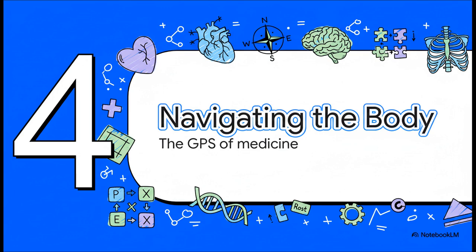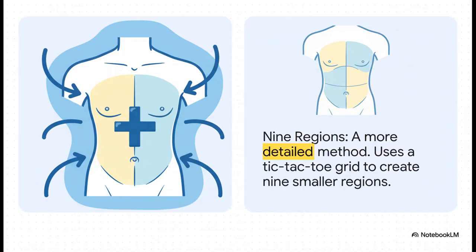Okay, so knowing the word parts is huge, but you also have to be able to say where in the body something is happening. So think of this next part as the GPS of medical terminology. It's all about location, location, location. So for the abdomen, you'll see two main systems. There's a super detailed 9-region grid like a tic-tac-toe board, but honestly, for your exam, you're almost certainly going to need to know the 4-quadrant method. It's way more common. Just picture a big plus sign right over the belly button.